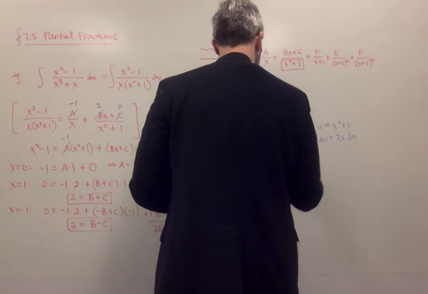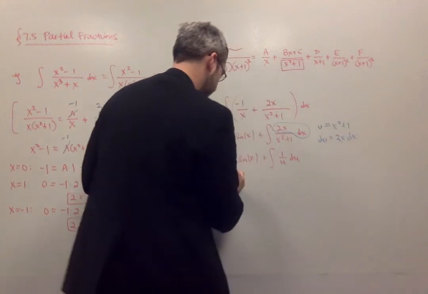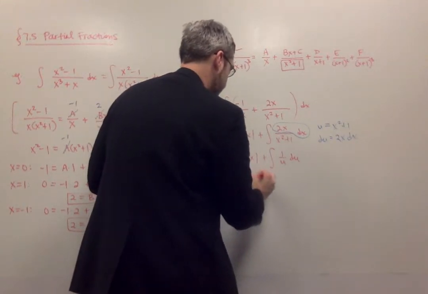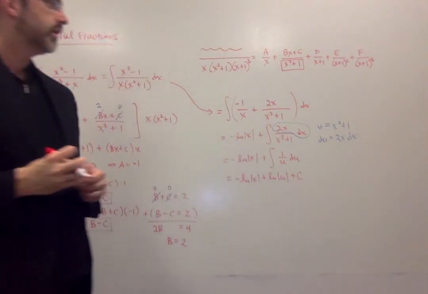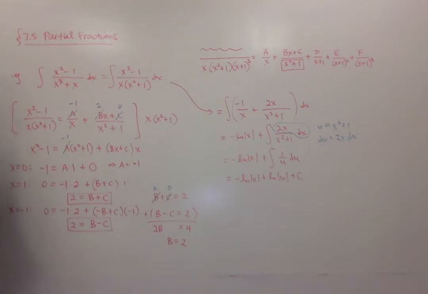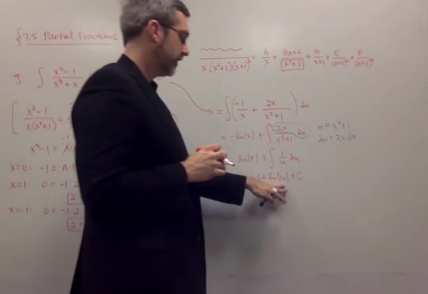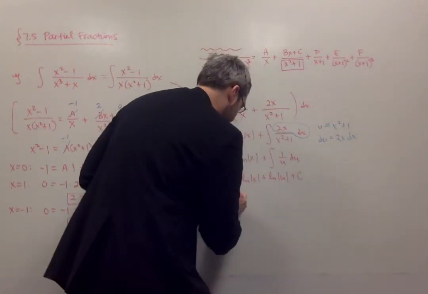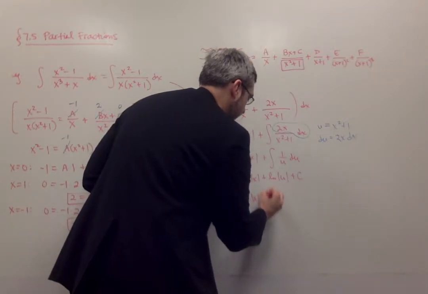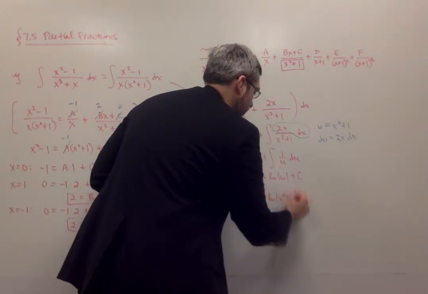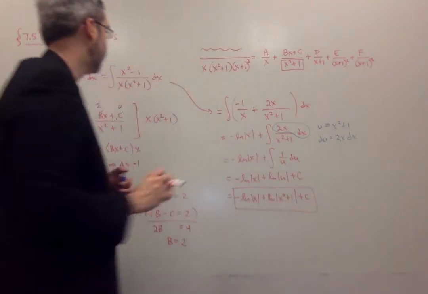first part comes along for the ride, and I've got 1 over u times du. So in other words, I have natural log of absolute value of u. Okay, now don't get so excited that you did all this work and you're done, there's no integrals. You need to make sure that you plug x's back in. So your final answer has to be with x's. If you started with x's, then you have to end with x's. Okay? And that's it.